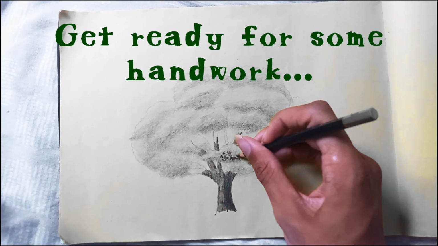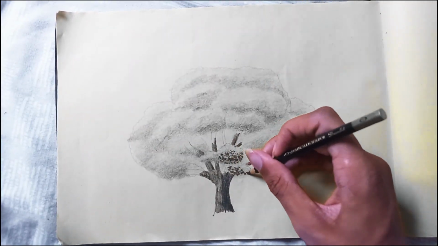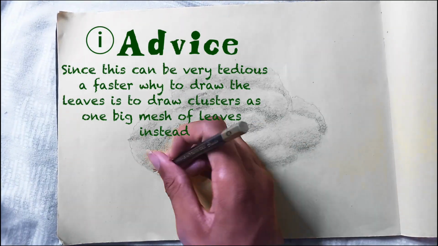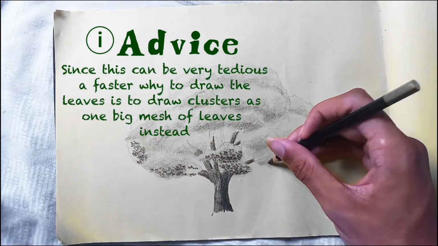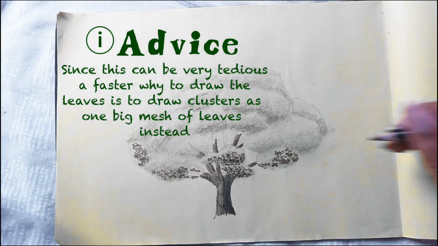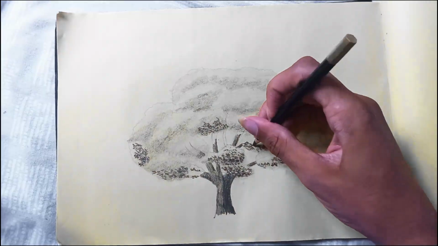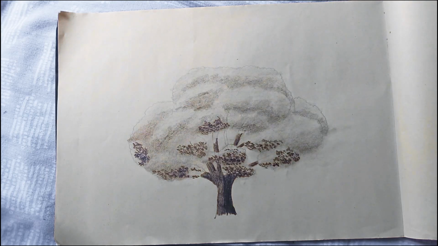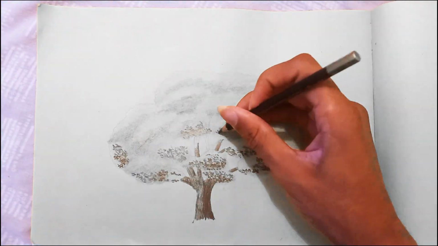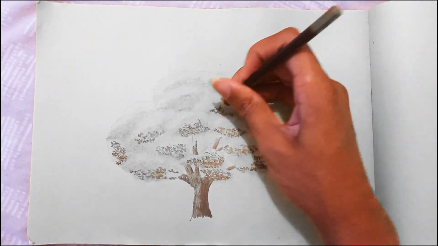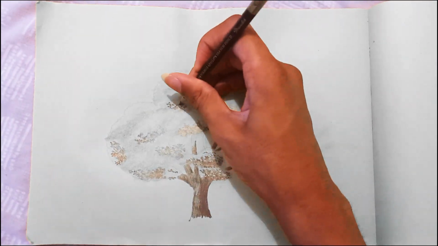I'm not going to sugarcoat it, but if you do want a quick way to do it, the best way I can think of is to draw each cluster as one big leaf, or one big mark, and that will make things a little bit faster. But generally, if you want this level of detail, this is the way to do it. See you in an hour. I'm joking, it's not going to take that long, but yeah, be prepared to have your hands aching.